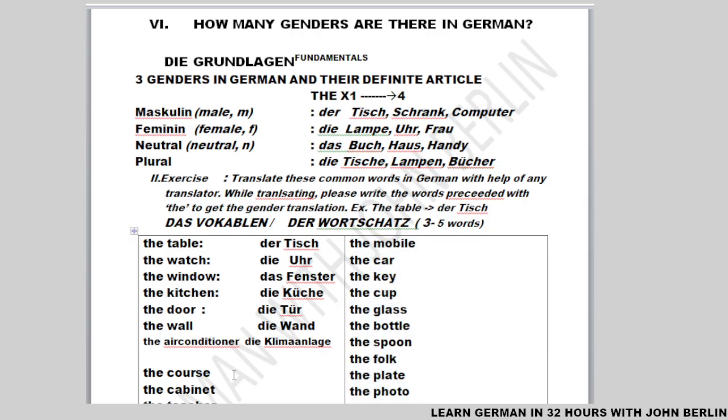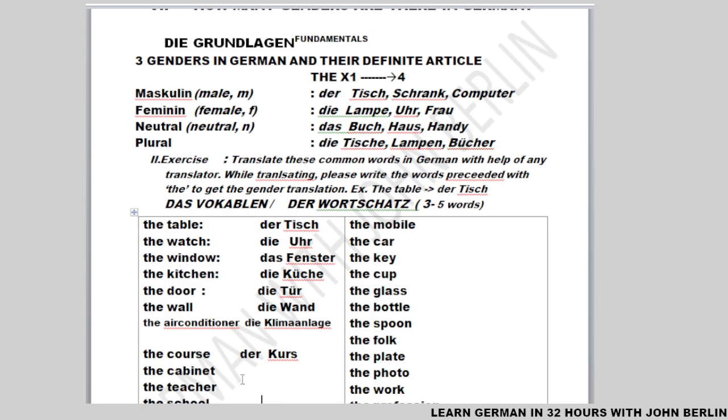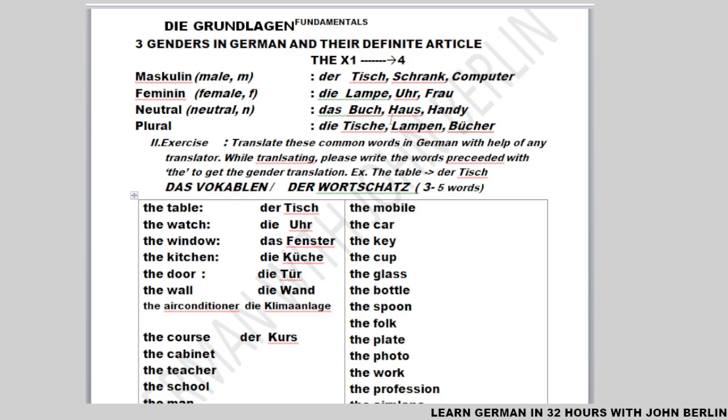Now, there is another word, Kurs. What is a course in German? We call it Kurs, and it is masculine. When I say masculine, it means der. Perfect. That is right. Der. What is a cabinet? I spoke about it. It's called Schrank. And as you can see, Schrank is masculine. So we'll write that there.